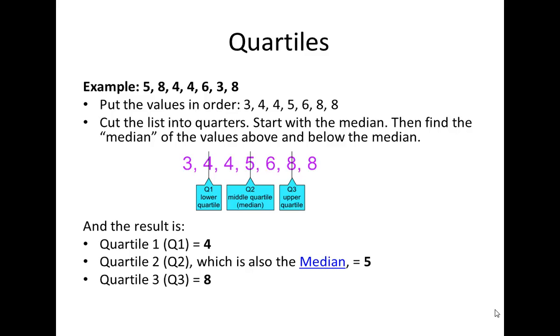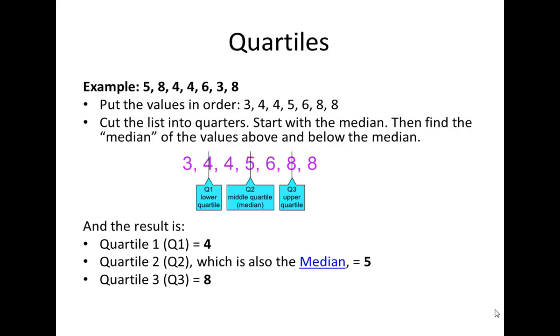First, put the values in order from least to greatest. Next, cut the list into quarters. Start with the median. Then, find the median of the values above and below the median. In this example, quartile 1, also called the lower quartile, is 4. We found quartile 1 by looking at the set of numbers below the median. 4 is the median of the lower set of numbers.